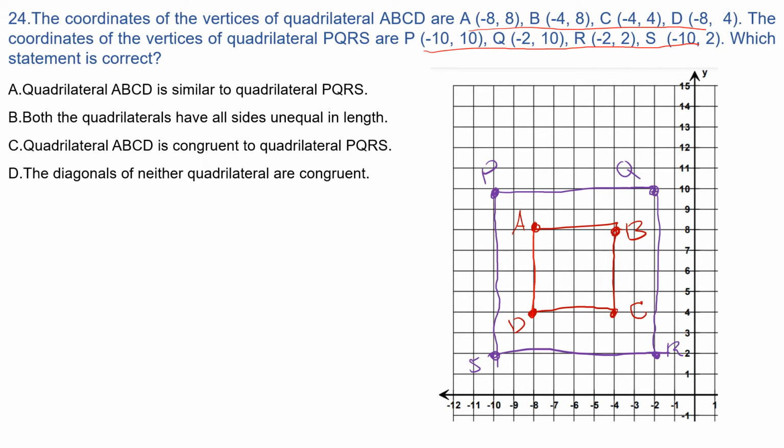So now let's analyze our answer choices here. It says quadrilateral ABCD is similar to quadrilateral PQRS. That is actually true. Adjacent sides are perpendicular since these sides are vertical and horizontal. We could see that. So that means that the segments meet at a 90-degree angle. Therefore, the quadrilaterals are similar. So we found our answer at A. No need to keep going.